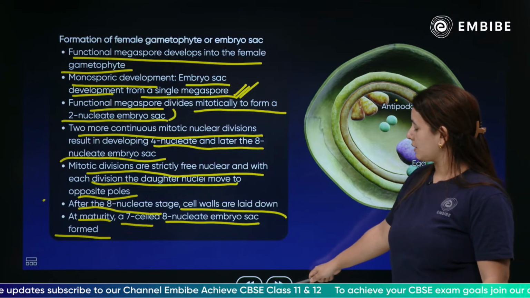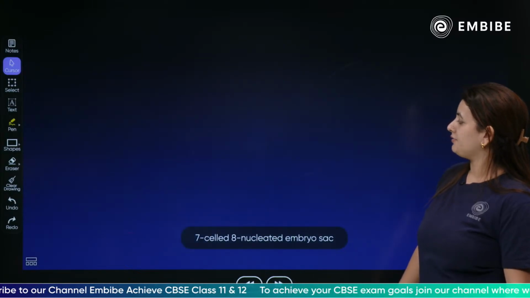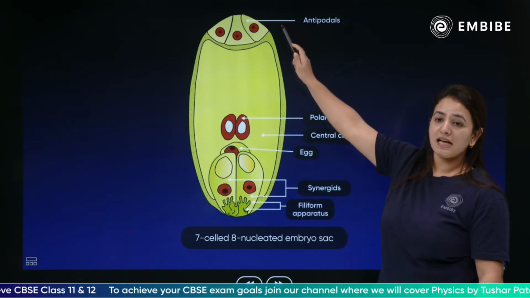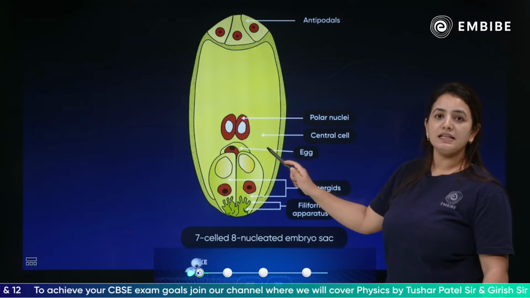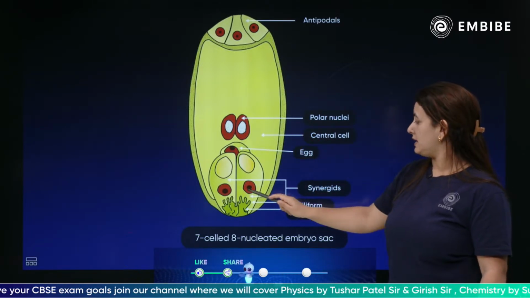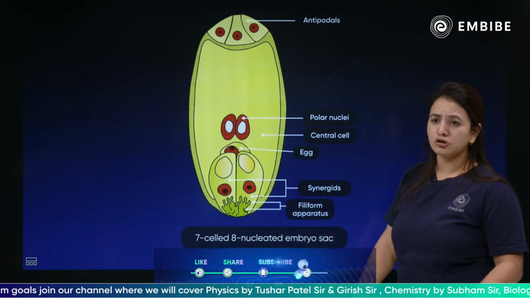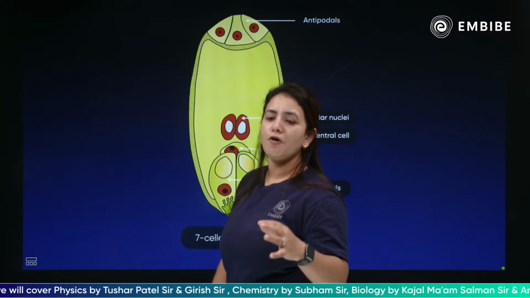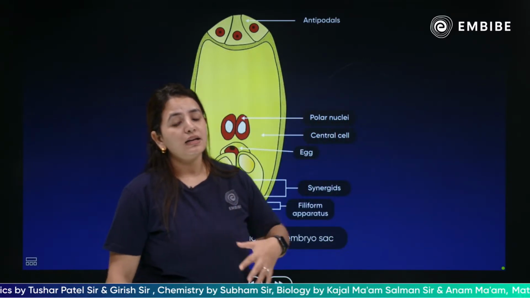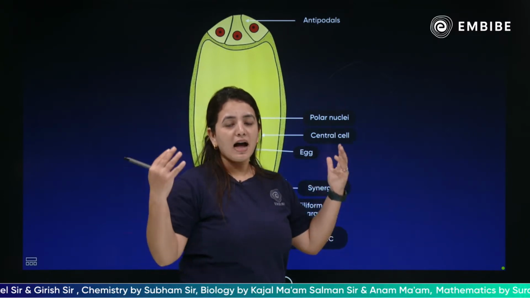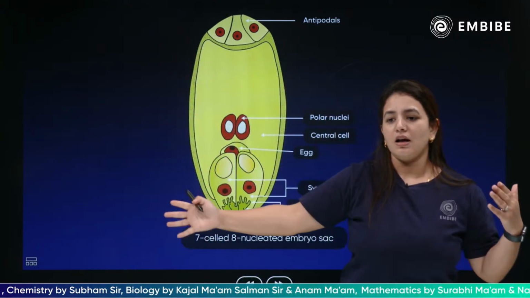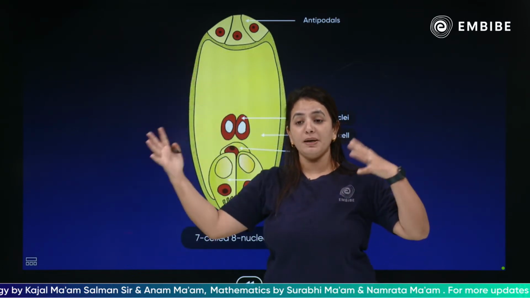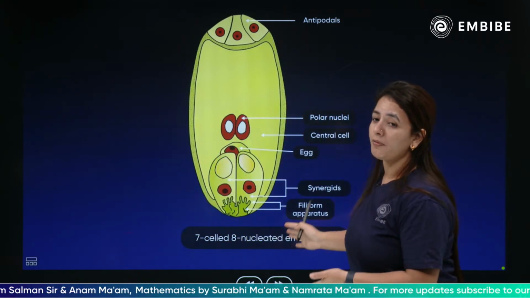Clear? Talking more about this, children, this is what you call the 7-celled 8 nucleate stage. There are antipodal cells, polar nuclei, a central cell, an egg cell, 2 synergids, and a filiform apparatus also. What is the function of the filiform apparatus in the embryo sac? Its function is to guide, it's a guide. If you go to some historical monument or historical place, there is a guide who tells you everything which happened way back. Yes, this is the filiform apparatus over here.